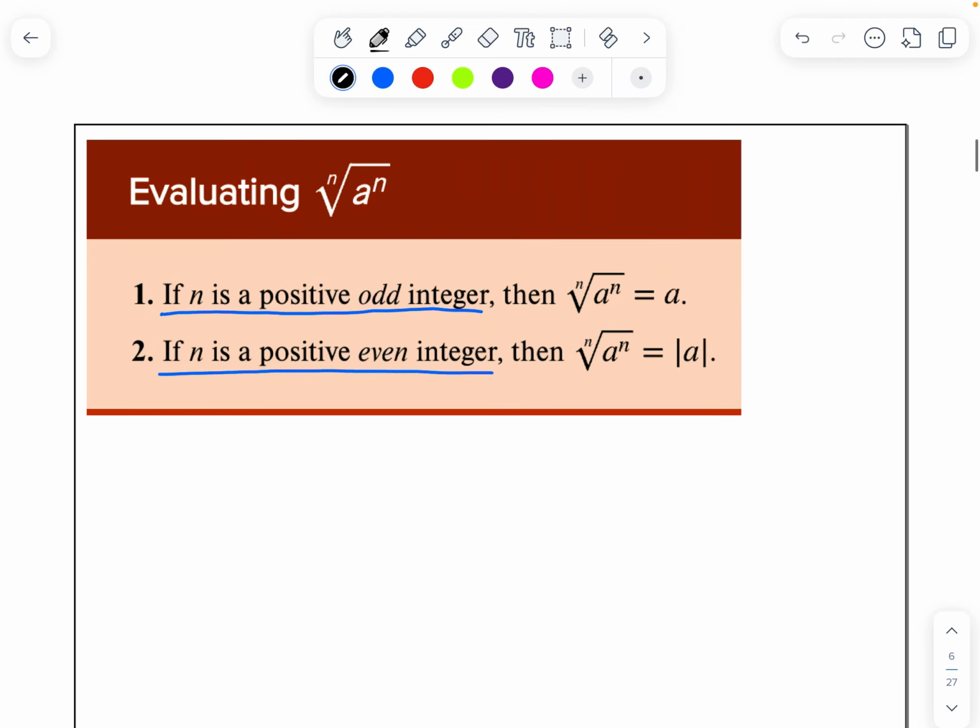All right, evaluating specifically the nth root of a to the n. Specifically, the n and the n have to match. You see that? The root and the power match. If n is a positive odd number, then we just get a out. We just get the number that was inside the root. If n is a positive even integer, though, then we get the absolute value of a. Not just a, but the absolute value of a. If these two numbers match and they're odd, we just get a out. If they're even, if n and n are even and the same value, then we get the absolute value of a out. That's very important. This is going to come into play especially when you're solving quadratic equations and things like that.